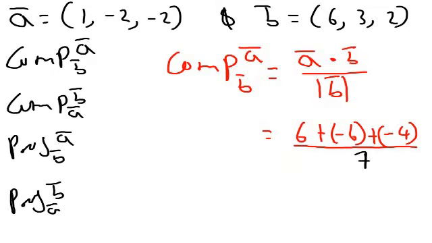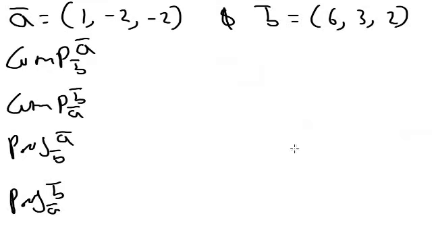So now we can conclude our answer. The 6, -6 and -4 sum to -4, so we have -4 all divided by 7. And this is the scalar component of vector A on vector B. So what about the scalar component of vector B on vector A? Well, I would suggest that you do that yourself, just to practice.